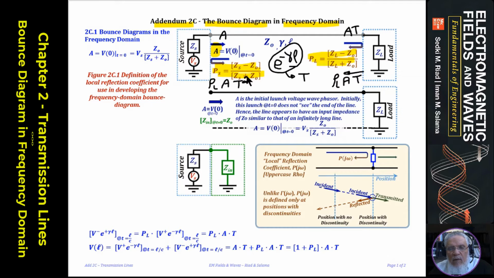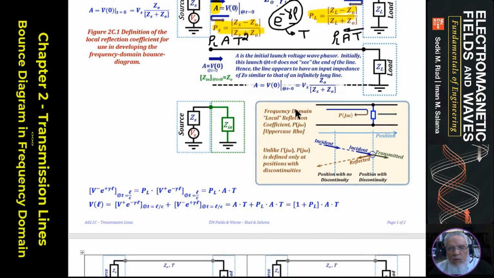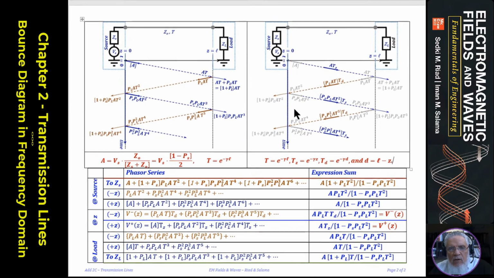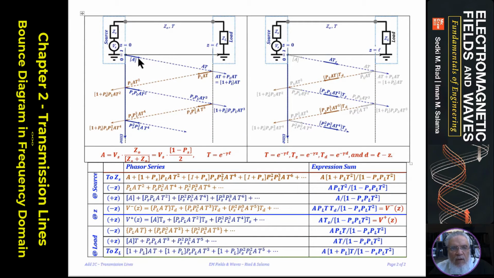Alright, the diagram is going to get messy if we write all these expressions here, and you can imagine that there are so many of them as time goes on, so we need to establish that in a graphical form, and that's what we're going to do in this diagram, the one on the left here. Here's our A, and here's AT, the first arrival. Here's rho L times AT, the first reflection. Rho L times A T squared, the arrival at the source. Rho S rho L A T squared is what gets reflected here.